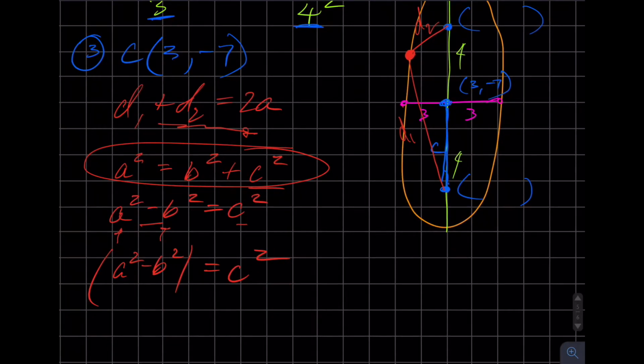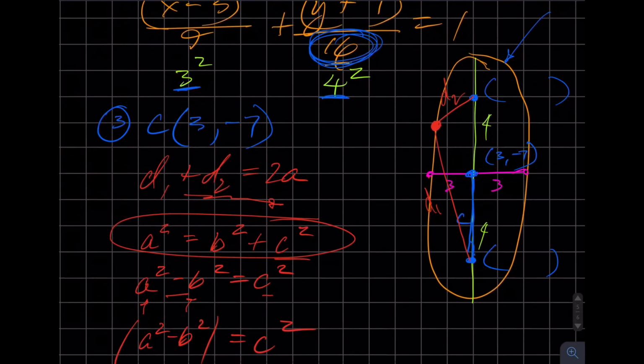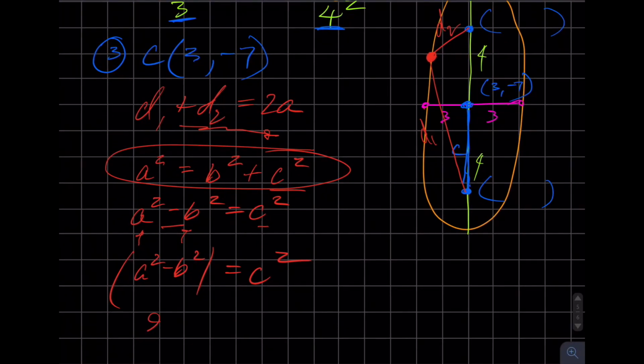Who cares which one's a, which one's b? Square them both, take the difference. If it's negative, wipe it out with an absolute value, and then you take the square root. So specifically with this problem, I have 9 minus 16.